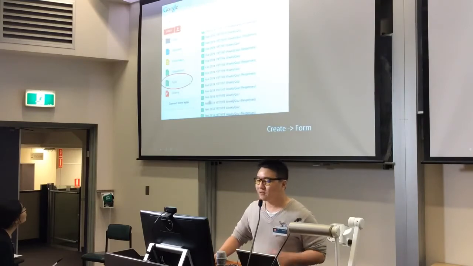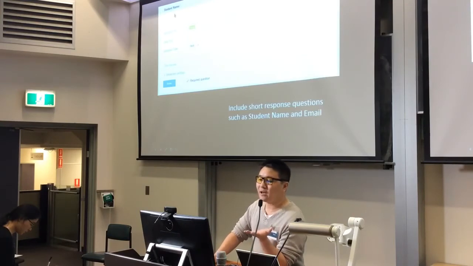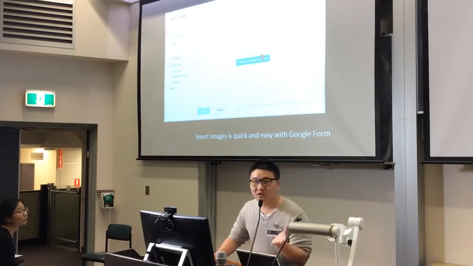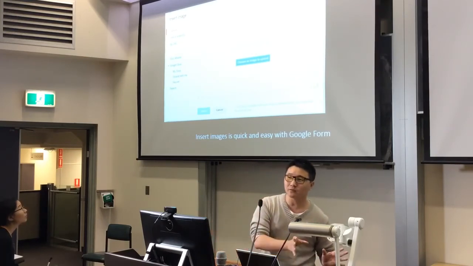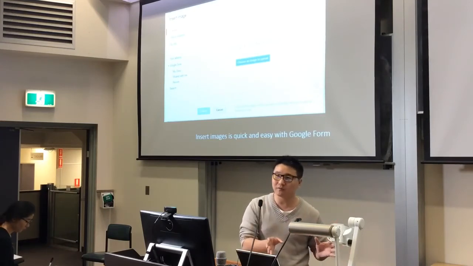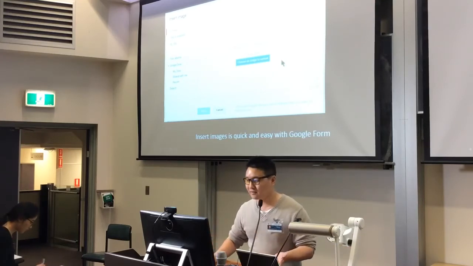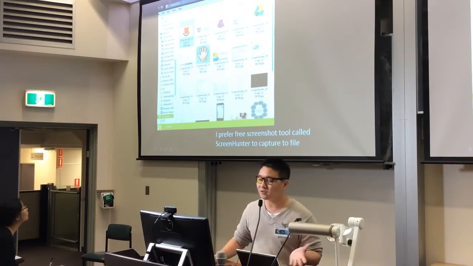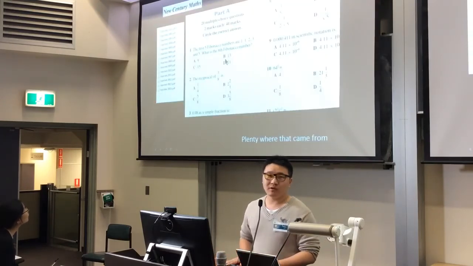Now that's Google Drive. Now to create a quiz, you could create a form, and make sure you have them fill in their student name and email as a question for short answer. So the beauty of putting images in is drag and drop, because this system allows you to just take a screenshot of a multiple choice question from somewhere and just drag the file into Google Form, and that allows you to create a quiz just like that. Now, I use a software called Screen Hunter. Every time I take a screenshot, everything gets saved into a file, so I can drag and drop into Google Form.